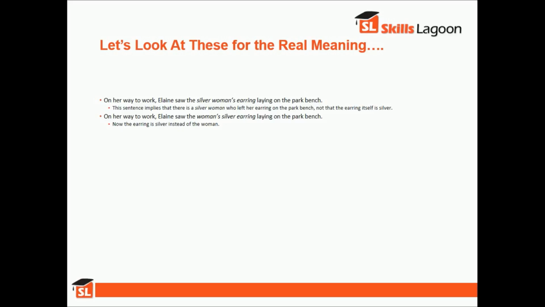On her way to work, Elaine saw the silver woman's earring, laying on the park bench. Now, the problem here is whether the woman is silver or the earring is silver. The first sentence does not make any sense. So to correct it: on her way to work, Elaine saw the woman's silver earring laying on the park bench. Now it's very clear what is silver, the earring and not the woman.